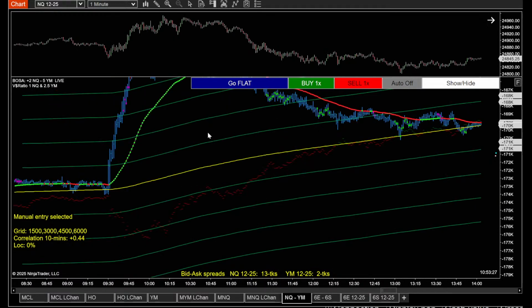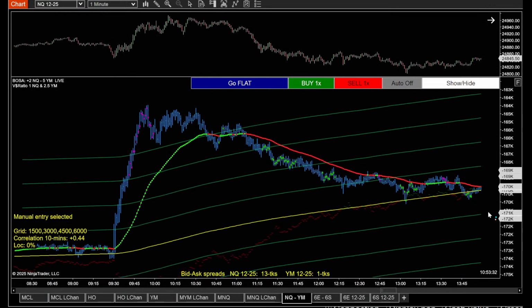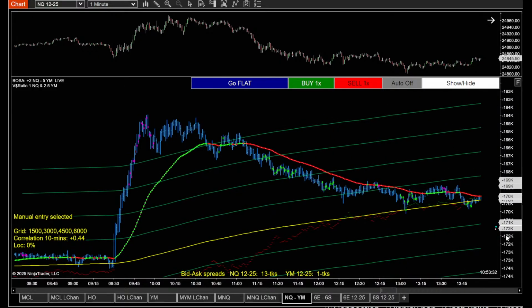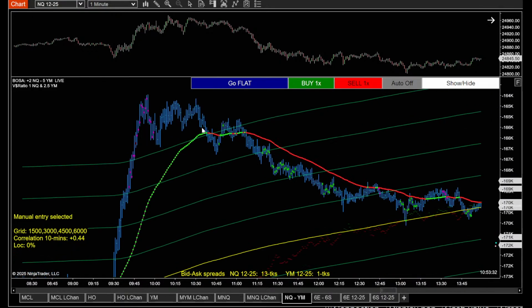One of the things I like to spread against is the heating oil, crude oil market. Oh, this is a massive move. I don't know what happened. This is on the 29th. Shorting here and holding to the target is a $4,000 spread trade.